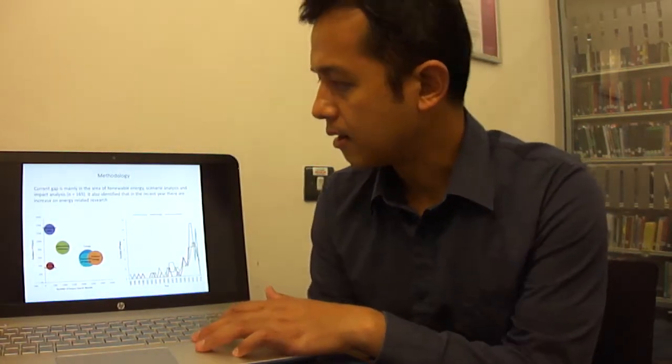The next one is the methodology of the research. This is part of my PhD program. I searched for papers in Scopus based on the keywords Indonesia, renewable energy and environment, and tried to plot the result. As you can see, there is increasing growth of energy and environment research in Indonesia in the late 90s, and this happened in the same period that Indonesia was no longer a member of OPEC, the Organization of Petroleum Exporting Countries.